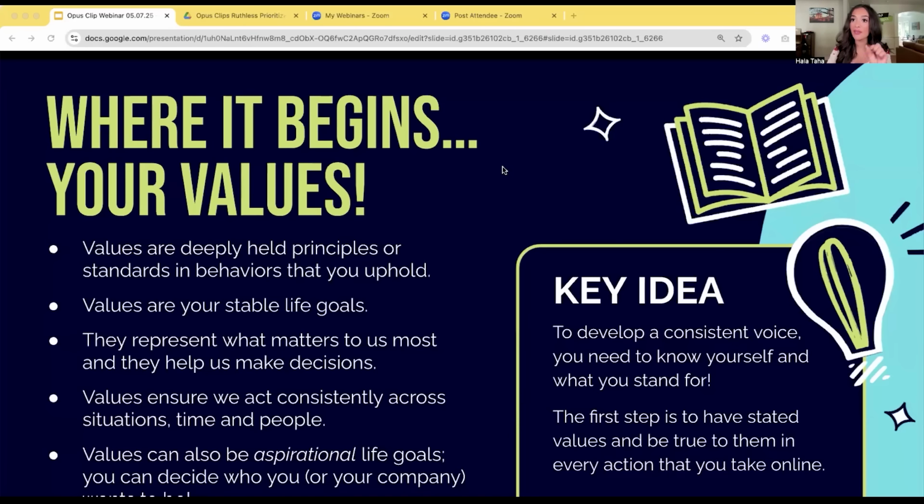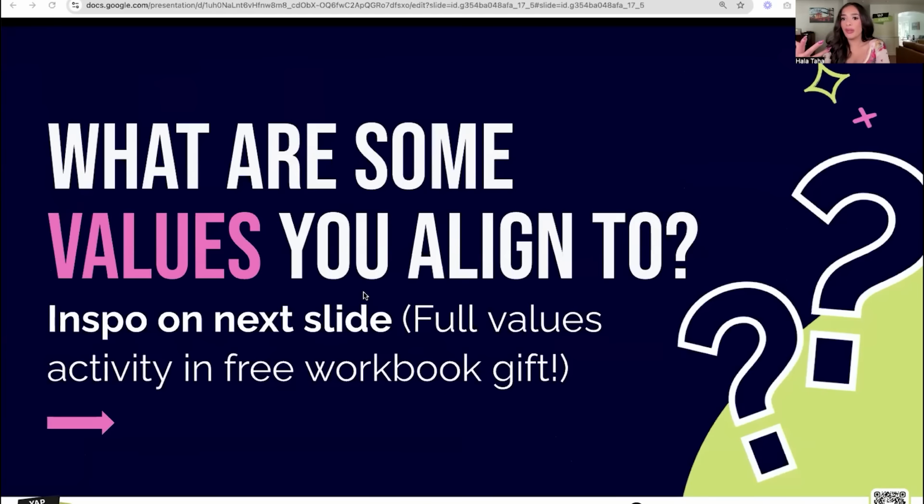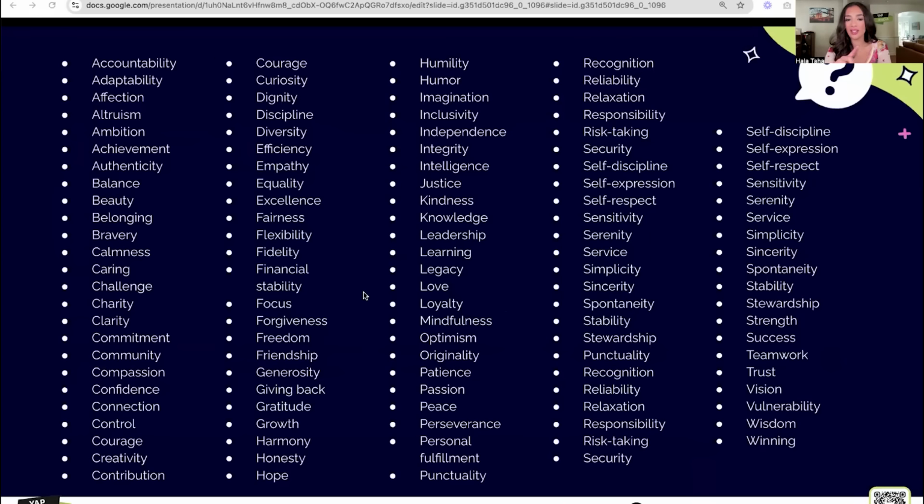It's your compass of making decisions. This is how I act. This is what I stand for. This is what I believe in, no matter if I have a good day or a bad day. This is how I'm showing up. Okay, that is what values are. And again, they can be aspirational. Let's go into a little bit of an activity. And I want you guys to tell me what values you align to. But I want you guys to take a look at all these words. What are some of the values on this list that you feel like really align to you?